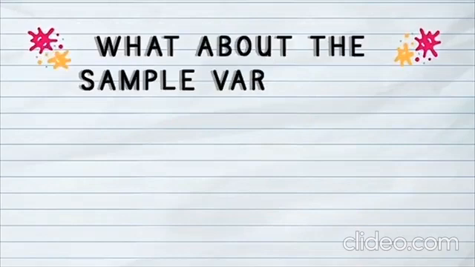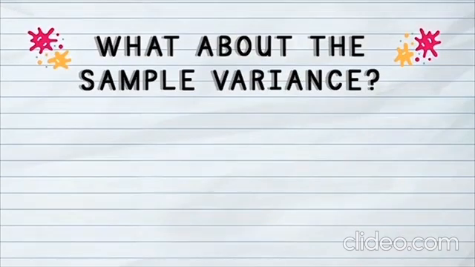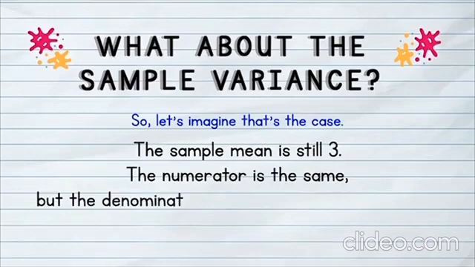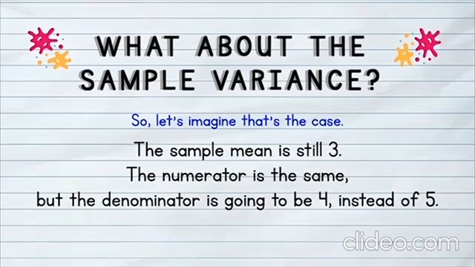But what about the sample variance? This would only be suitable if we were told that these 5 observations were a sample drawn from a population. So, let's imagine that case. The sample mean is once again 3. The numerator is the same, but the denominator is going to be 4 instead of 5.